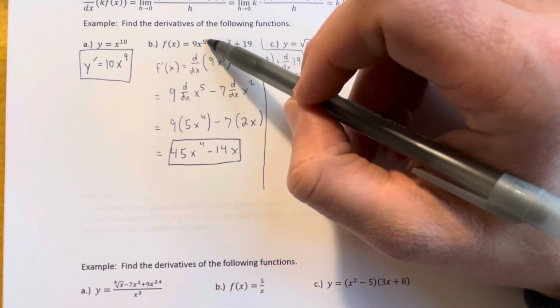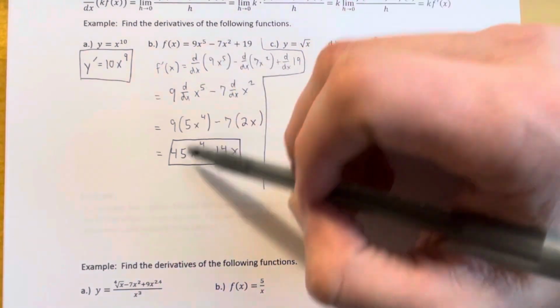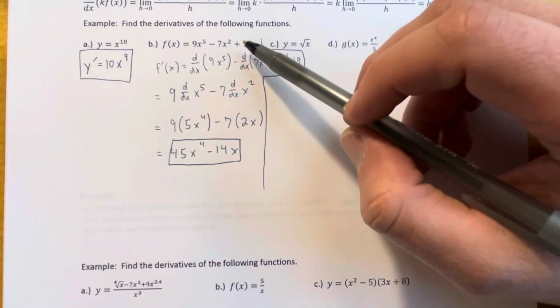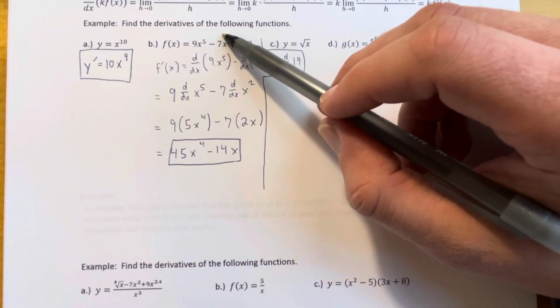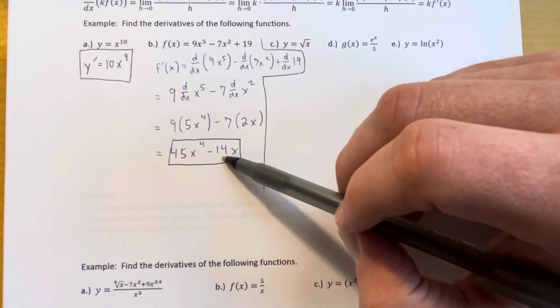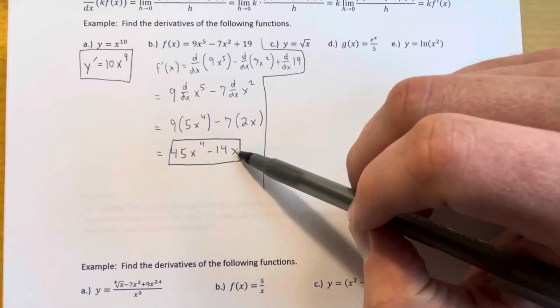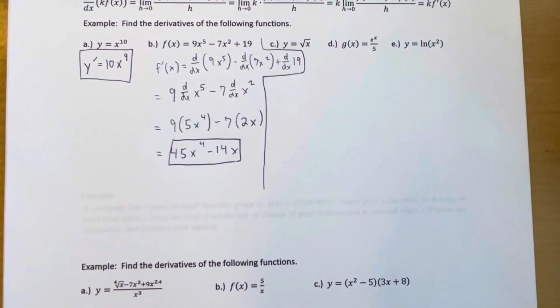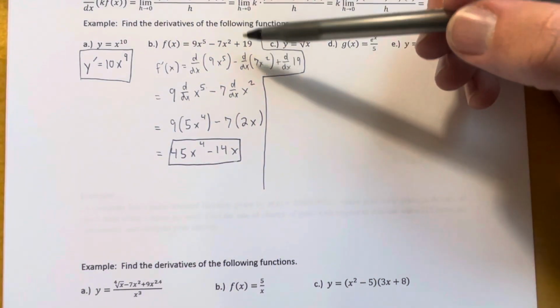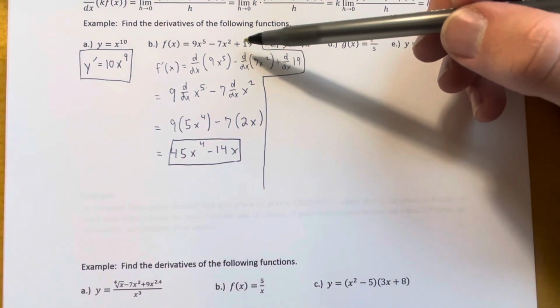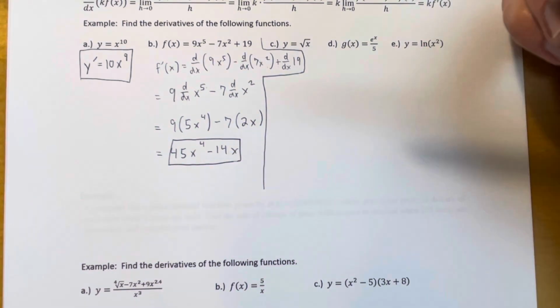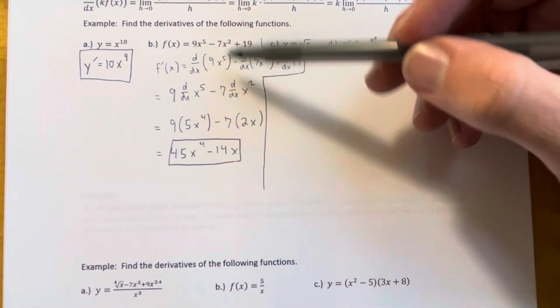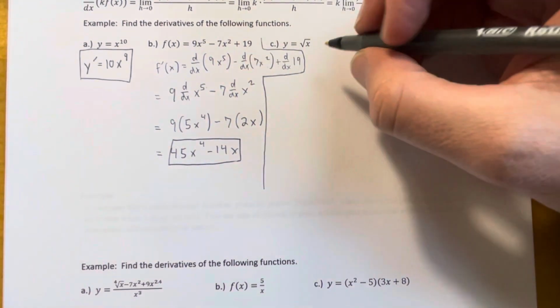Okay? Take the 5, multiply it to the 9, subtract 1 from the exponent. Notice I just get that first term. Same thing here. Take the 2, bring it down and multiply it to the negative 7. Now I have negative 14. Subtract 1 from the exponent, and I have an x. And then finally, this constant term, I know its derivative is 0. It goes away. In future examples with polynomials, I will go from here directly to here because you don't need all of this extra work, okay?